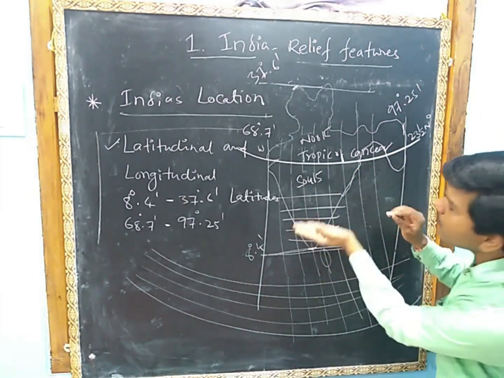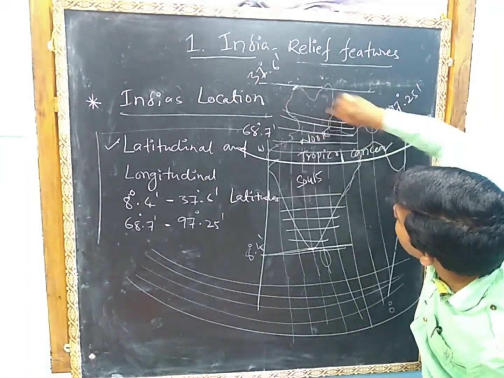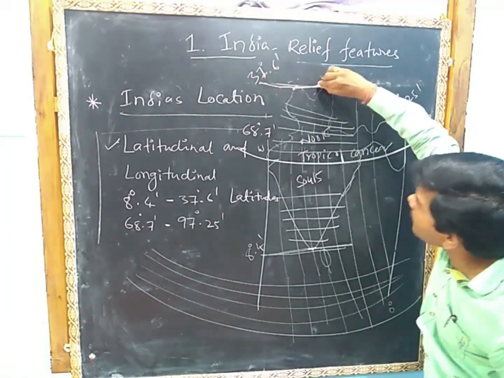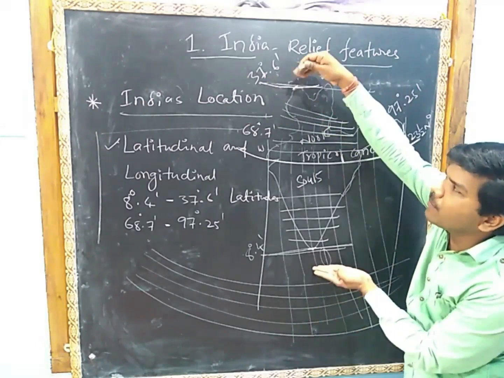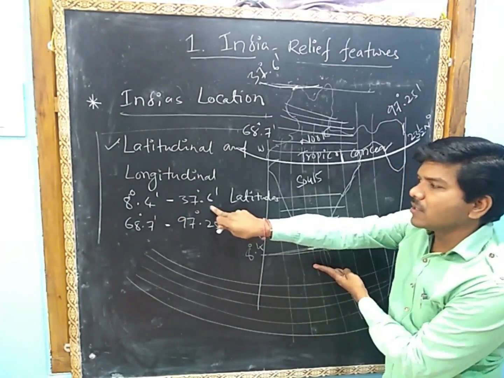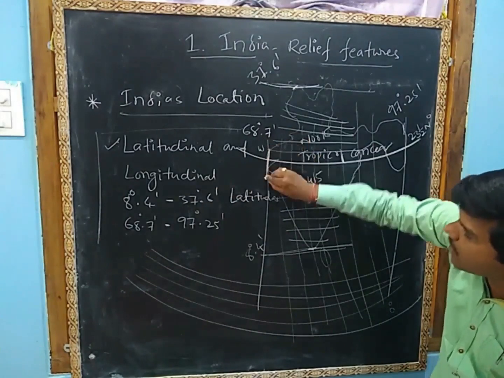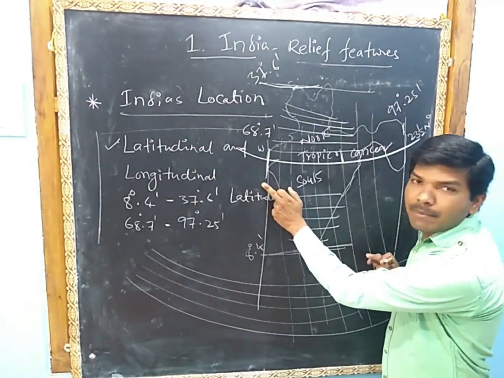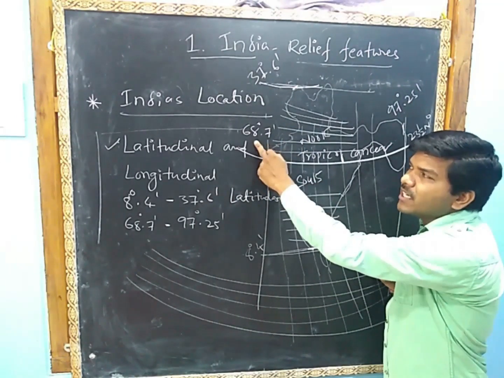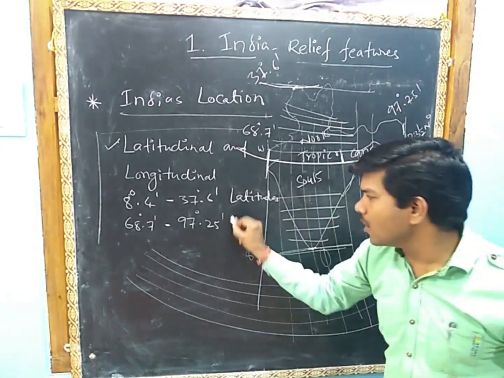Next, whenever we move 23, 24, 25, 26, 27, 28, 29, 30, 31, 32, 33, 34, 35, 37, finally at latitude 37.6 our India will end. So India is located between 8 degrees 4 minutes and 37 degrees 6 minutes latitudes. On the west side, India's mainland will begin from 68 degrees 7 minutes to 97 degrees 25 minutes. So these are the longitudes.